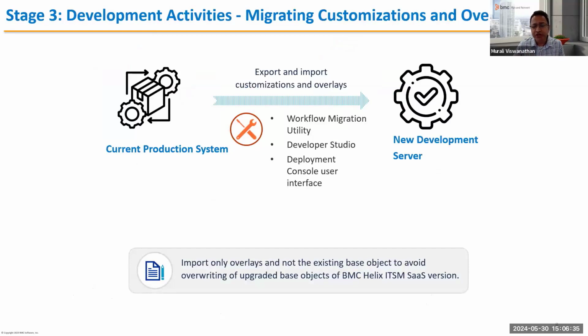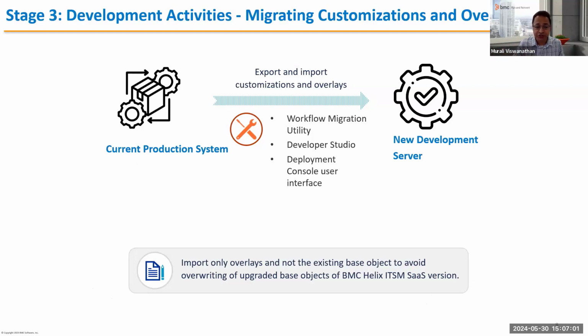So there are a few ways you can migrate your customizations, or export and import your customizations. The first and foremost, which we recommend if you're already on the 2002 version, is the workflow migration utility. It does everything or nothing. In the sense, it exports and imports all your customizations on CMDB and all your customizations on AR objects. So when I say customizations, it's overlay objects or custom objects.